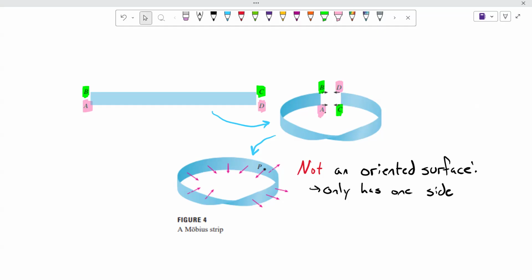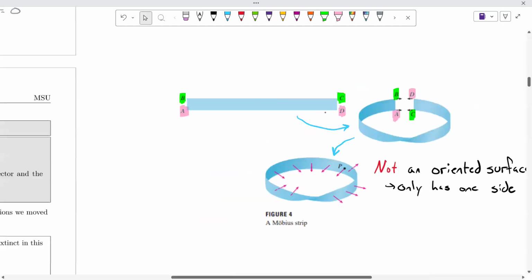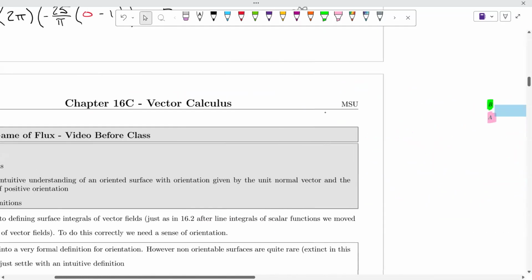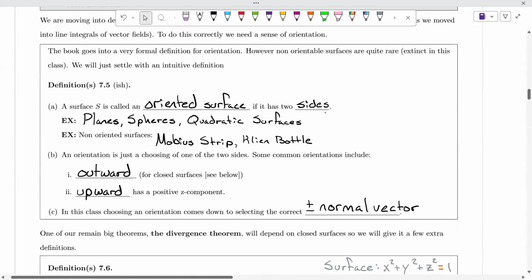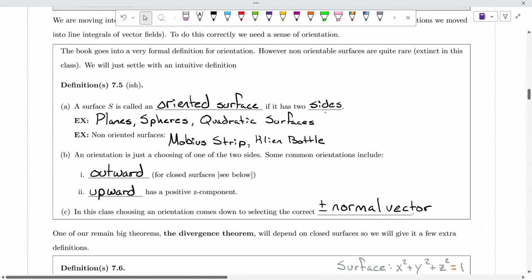But a pure Mobius strip would be purely two-dimensional. It won't have any thickness to it, but it also has only a single side. So it is not an oriented surface. Oriented surfaces must have two distinct sides. Again, just thinking about a sheet of paper usually does the job well enough.